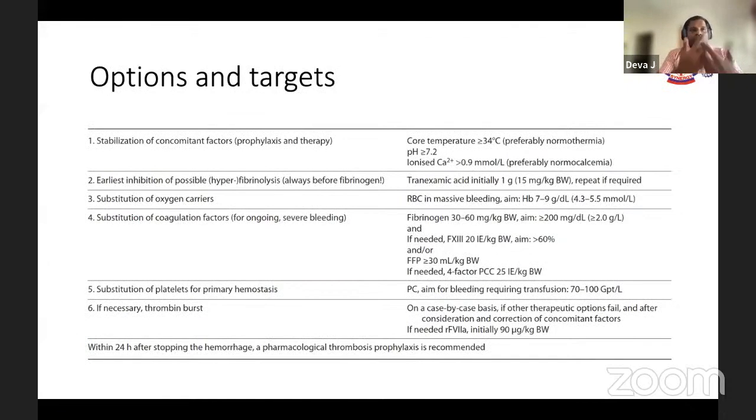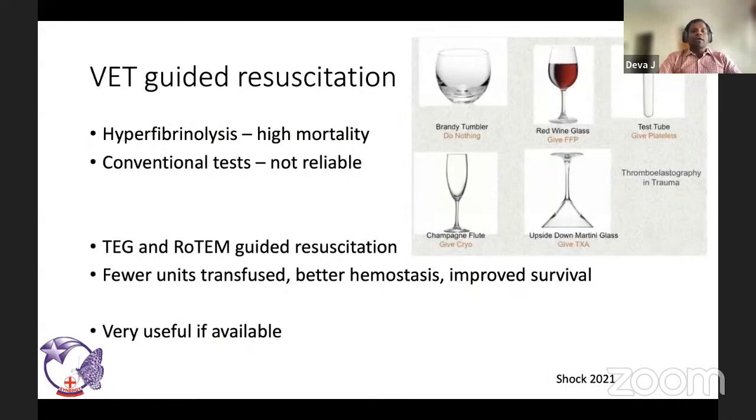So yeah, okay, I'm giving fluids, I'm giving blood, and my aim ultimately is to improve the tissue perfusion. But what are my intermediary targets? I don't want the patient to get into the vortex of the lethal triad. That's the #1 target. I would want to prevent fibrinolysis by giving tranexamic acid before my products. I want to substitute oxygen carriers by giving RBCs. I want to substitute coagulation factors by giving FFP and fibrinogen. I want to give platelets and possibly a thrombin burst by giving rFVIIa. So those are my kind of targets, if you like.